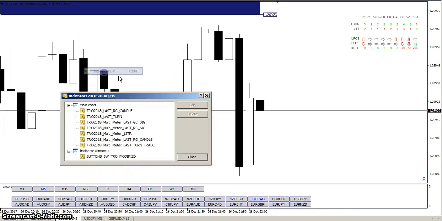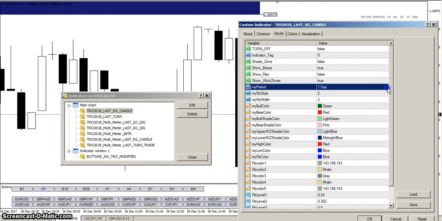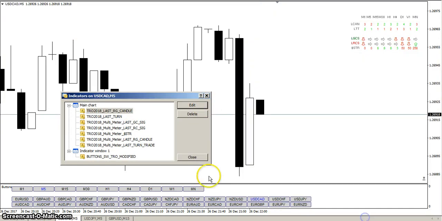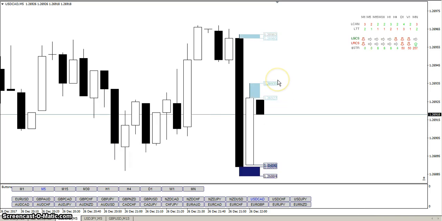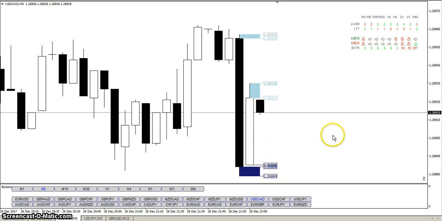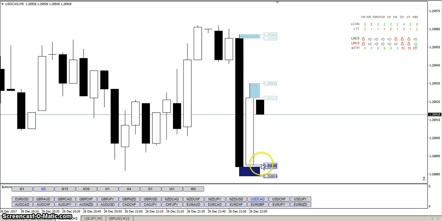And if I remember correctly, let's reset this to the current period. Okay, so here's our last green and our last red, even though they're white and black on my chart. And you can see we've got these wick zones. So last candle, we're looking at M5. The last red candle was 2 bars ago. And this is saying, okay, we've got a red candle here, so that's the last one.